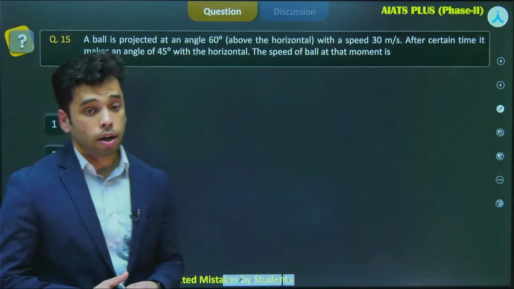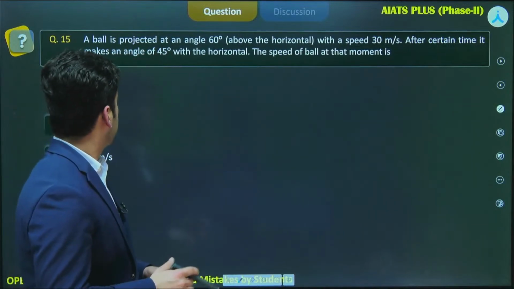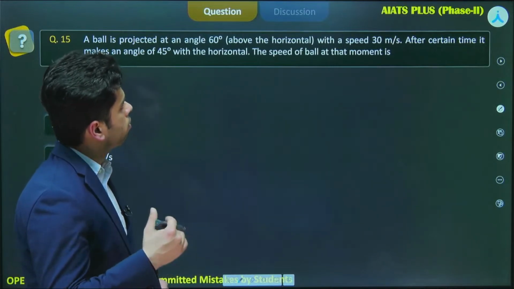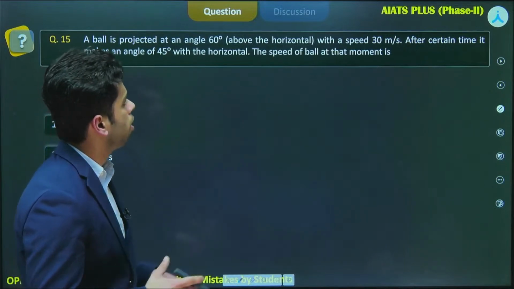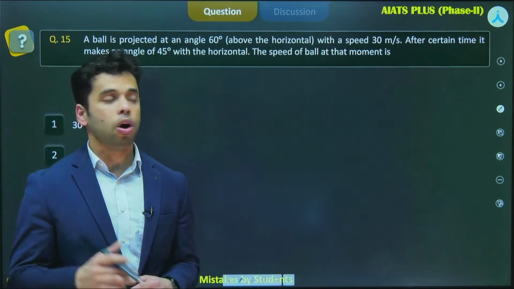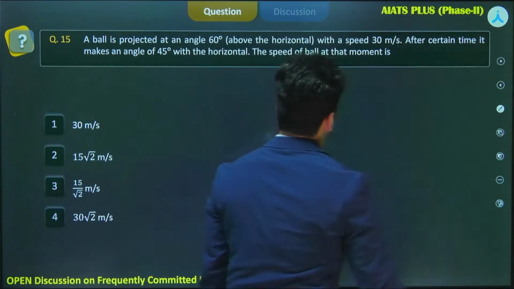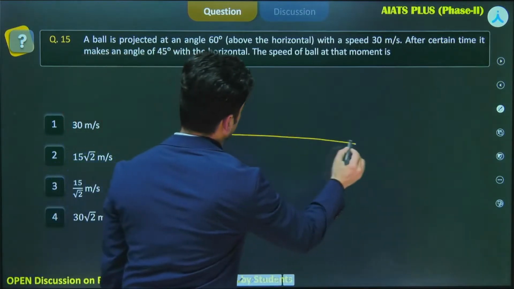There you go. A problem based on the chapter of motion in plane. It says that a ball is projected at an angle 60 degree above the horizontal with a speed 30 meter per second. After certain time, it makes an angle of 45 degree with the horizontal. We need to find the speed of the ball at that moment. So speed of the ball is the requirement of this problem. So let us calculate the speed of the ball.